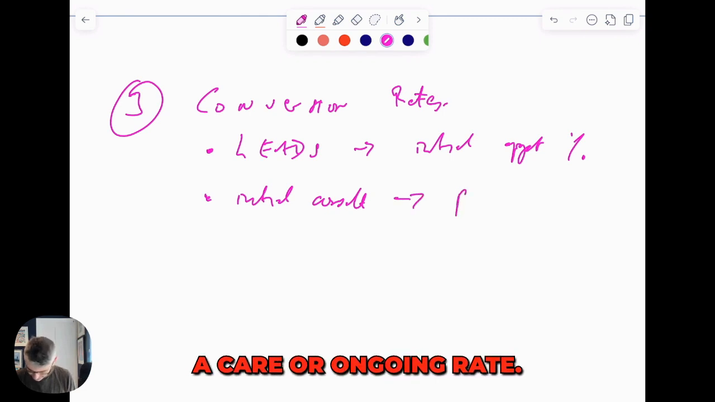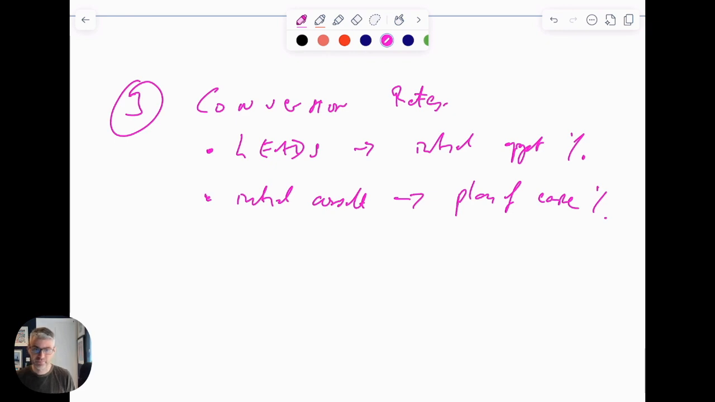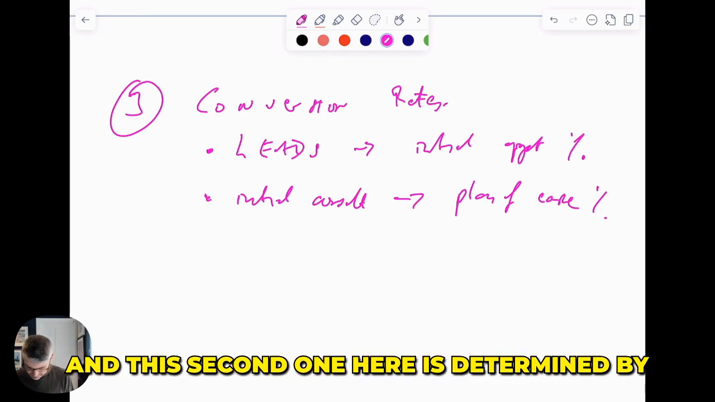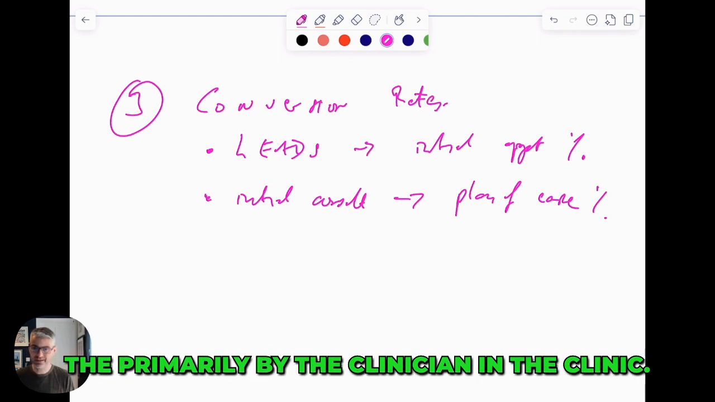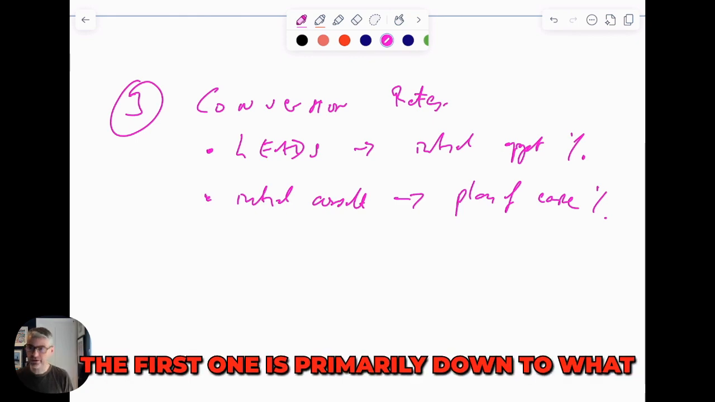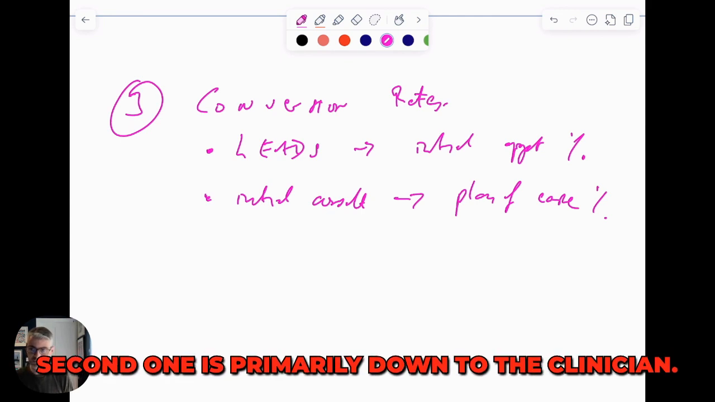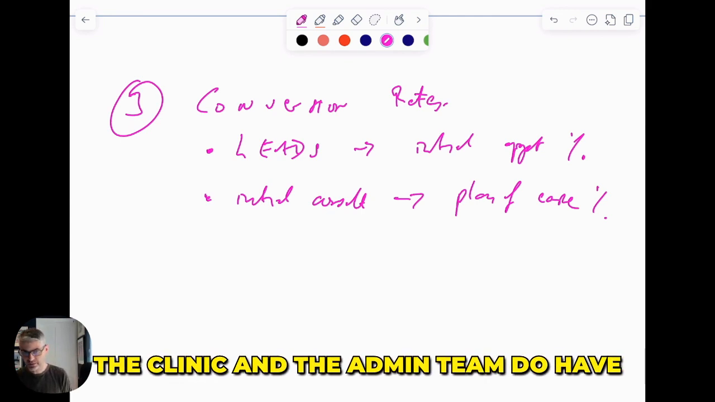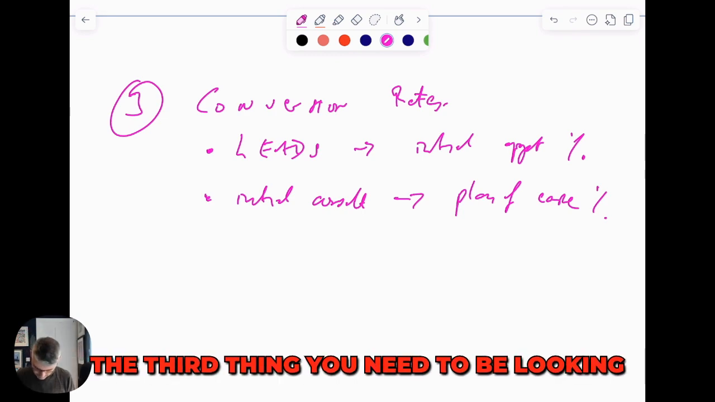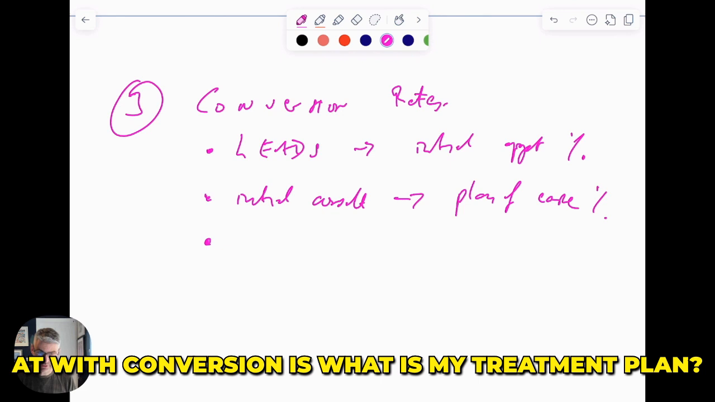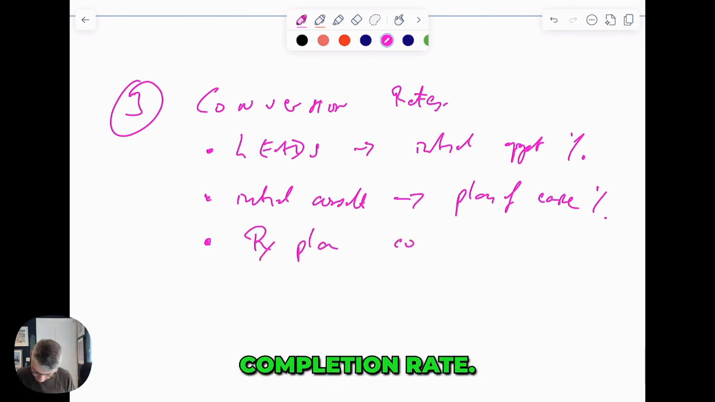Then you need to have your initial consult to a plan of care, or ongoing rate. And this second one is determined primarily by the clinician in the clinic. The first one is primarily down to what the admin team do with the leads that you get them. The second one is primarily down to the clinician in the clinic. The admin team do have a role here. The third thing you need to be looking at with conversion is, what is my treatment plan completion rate?